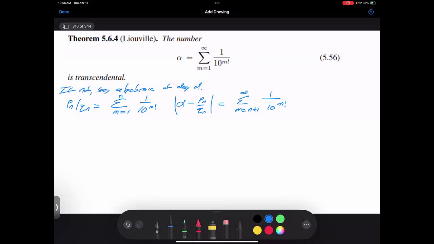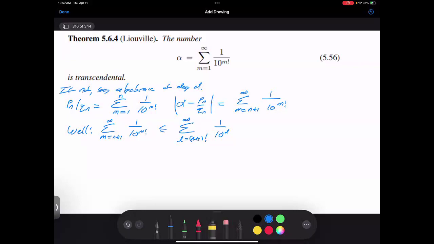And so we want to see how close are we? Well, the sum m equals n plus 1 to infinity of 1 over 10 to the m factorial. Do you agree that this is less than or equal to the sum L equals n plus 1 factorial to infinity of 1 over 10 to the L? I'm just putting in all the terms, right?